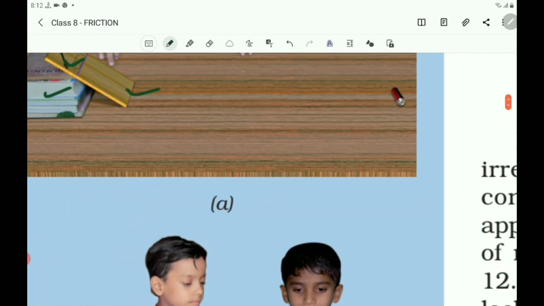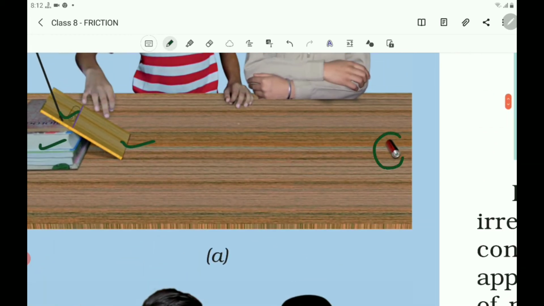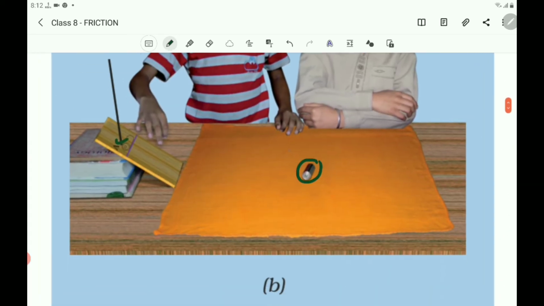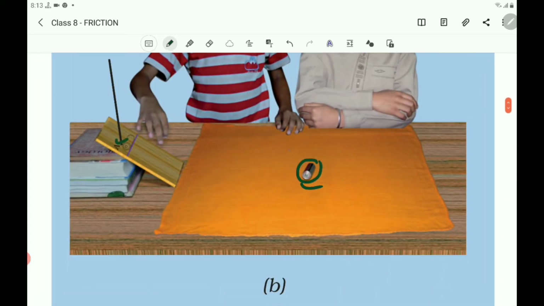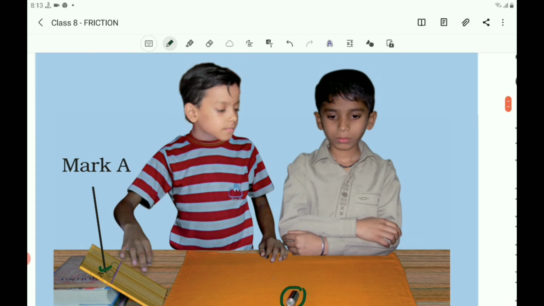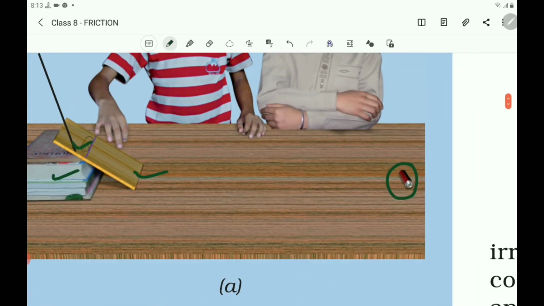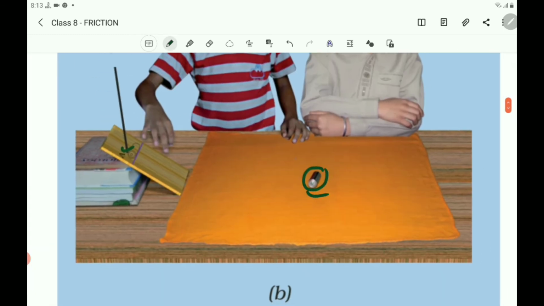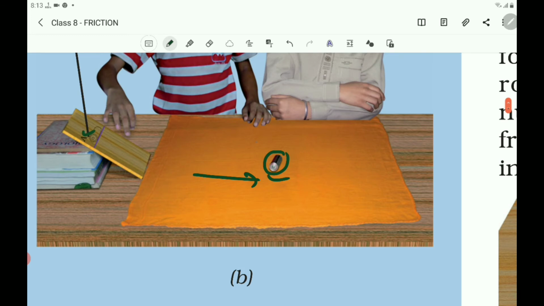In the first case, it reaches this point, and in the second case it reaches this point. So here what you can observe is that the distance traveled decreased. When there is no cloth on the table, it reaches this distance, and when it travels on the cloth, it reaches this distance.